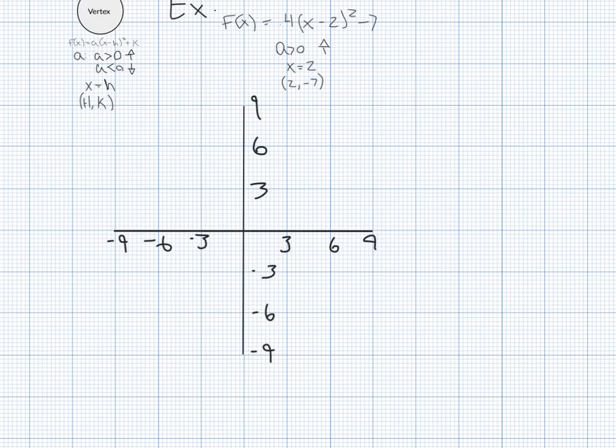So for graphing it, we would go to 2 and negative 7 and place the vertex, which should be right about there. We know the axis of symmetry is along the line of 2. And we also know that the graph concaves up, so it would look something like this.